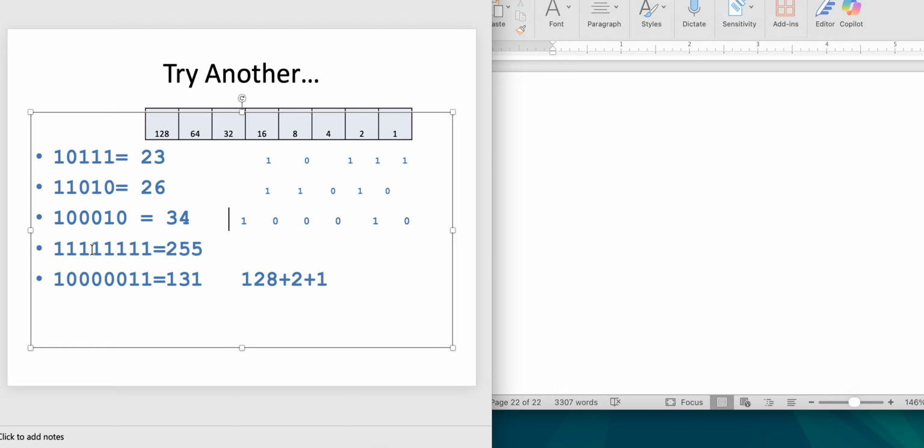Then we have all ones, 1, 1, 1, 1, 1, 1, 1, 1. Because they're all ones, you're simply adding 128 plus 64 plus 32 all the way down the line. And that's going to be 255.